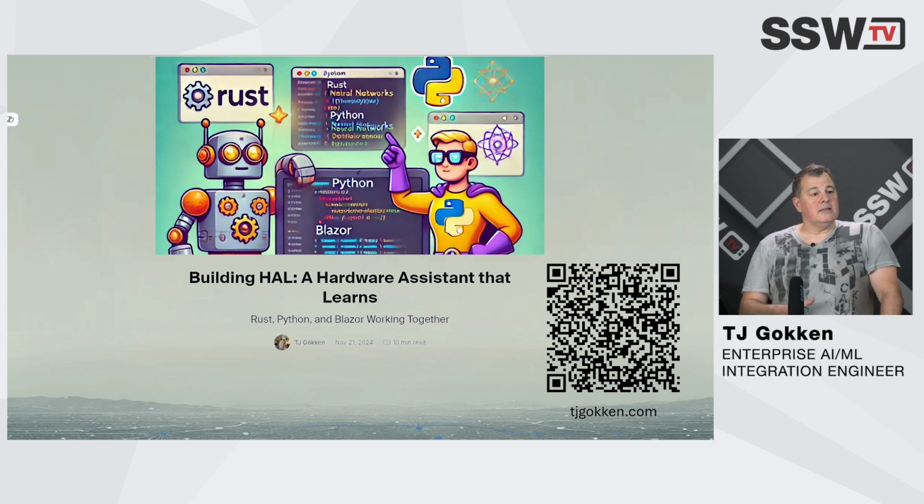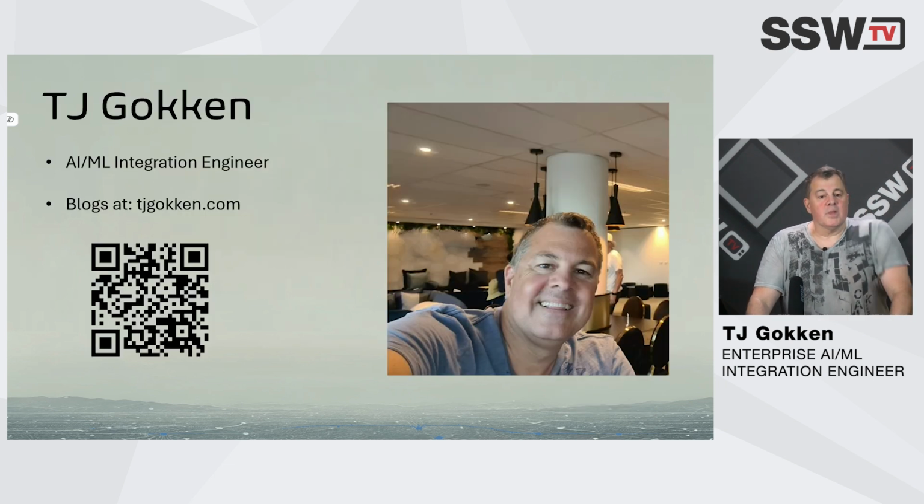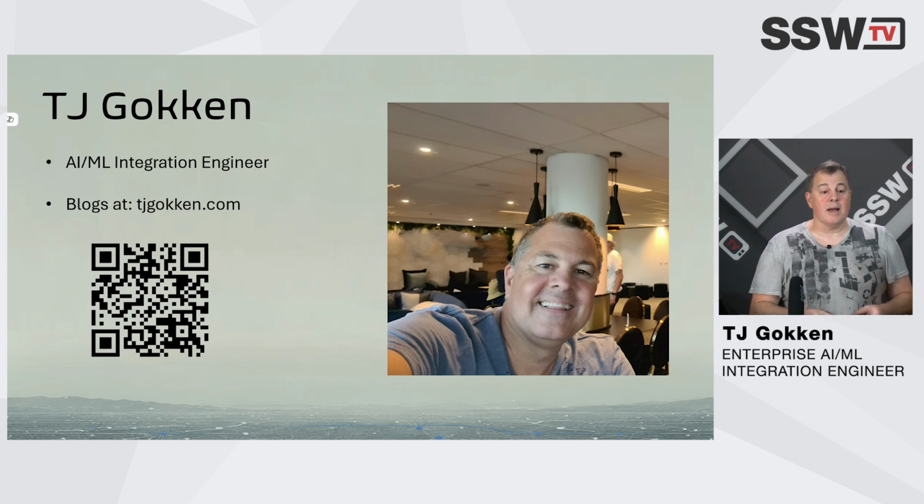This talk and this project is based on a blog article that I wrote a couple of weeks ago, but we are going to add some little nuances to it, right? If you want to look at that blog, you can see. So who am I? My name is TJ Gokken. I'm an AI/ML integration engineer, which means that I integrate artificial intelligence or machine learning solutions into existing applications. And I blog at tjgokken.com.